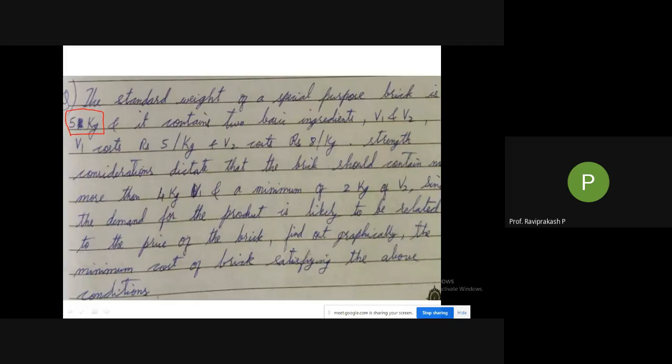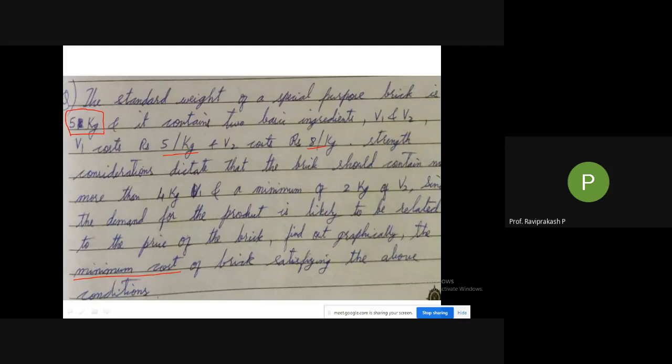So first thing, it's a minimization problem, minimize cost. Then what are the costs? 8 and 5. This will be a part of the objective function. As Gajanan rightly said, it is 5x1 plus 8x2. That will be my objective function.